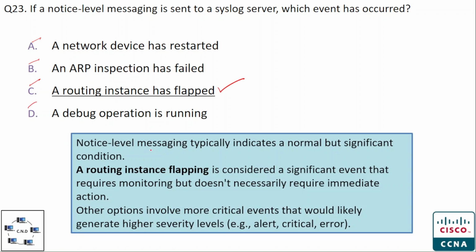Notice level messaging typically indicates a normal but significant condition. A routing instance flapping is considered a significant event that requires monitoring but does not necessarily require immediate action. Other options involve more critical events that would likely generate higher severity levels, for example, alert, critical, and error.